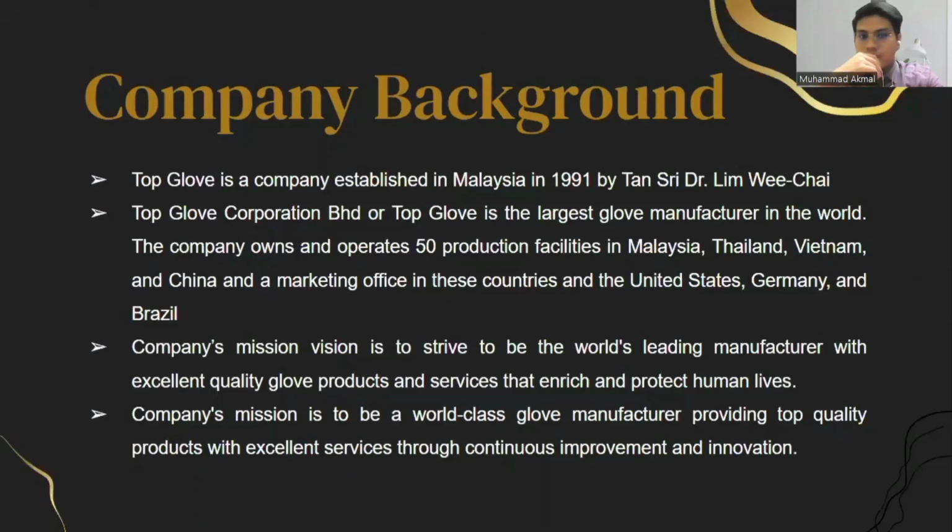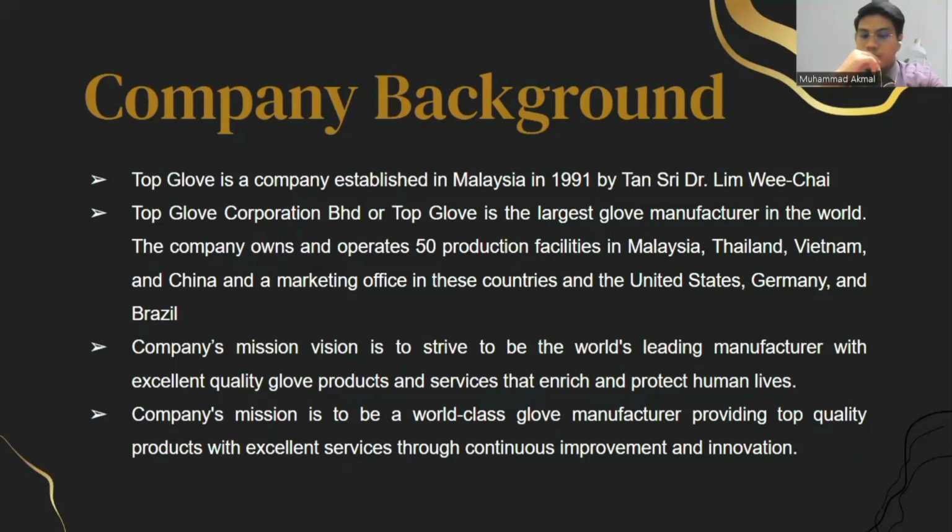So the first one is the company background of Top Glove. Top Glove is a company established in Malaysia in 1991 by Tan Sri Dr. Lim Wee Chai. Top Glove Corporation is the largest gloves manufacturer in the world. The company owns and operates 50 production facilities in Malaysia, Thailand, Vietnam, and China, and has marketing offices in this country and in the United States, Germany, and Brazil.